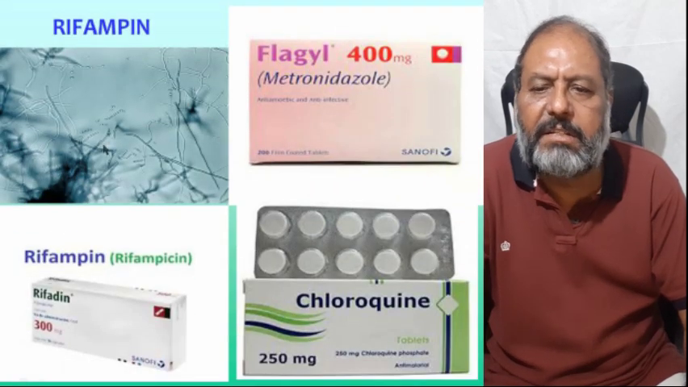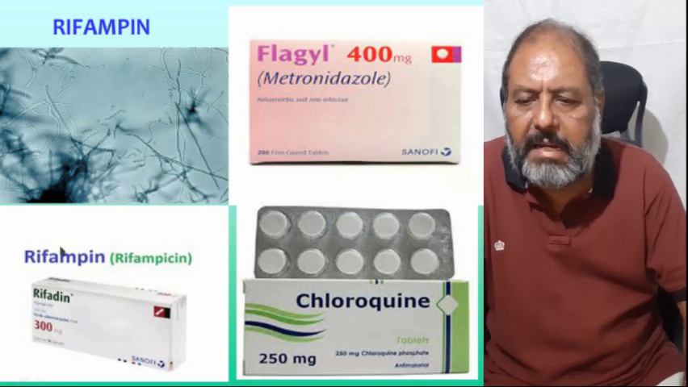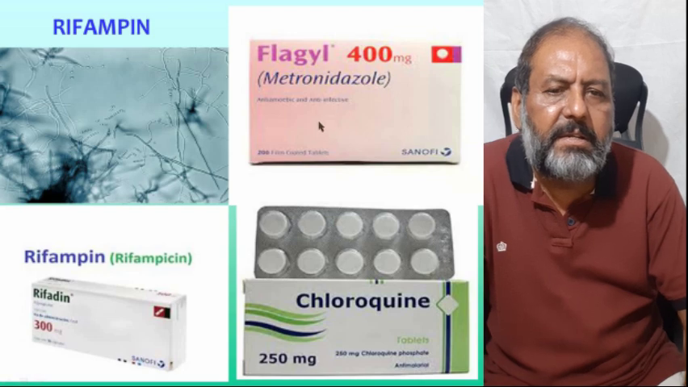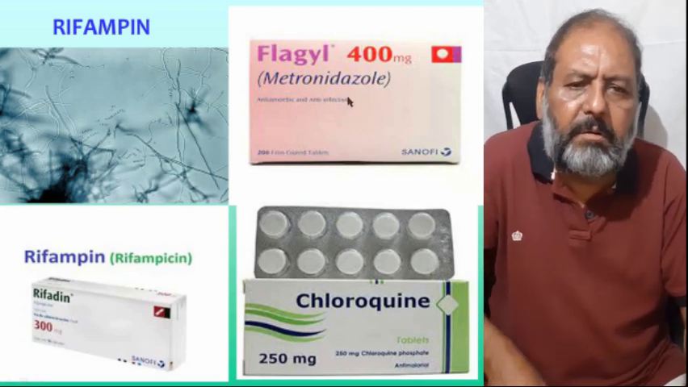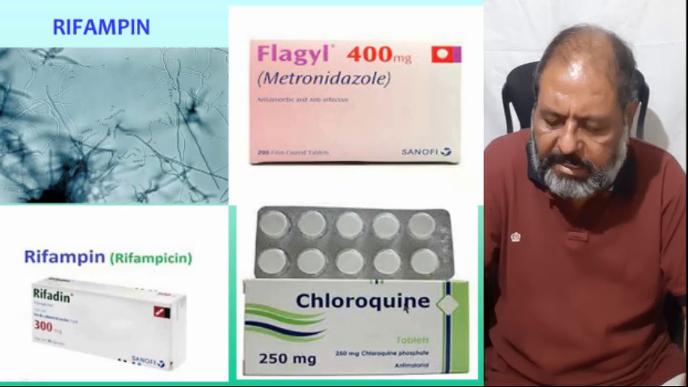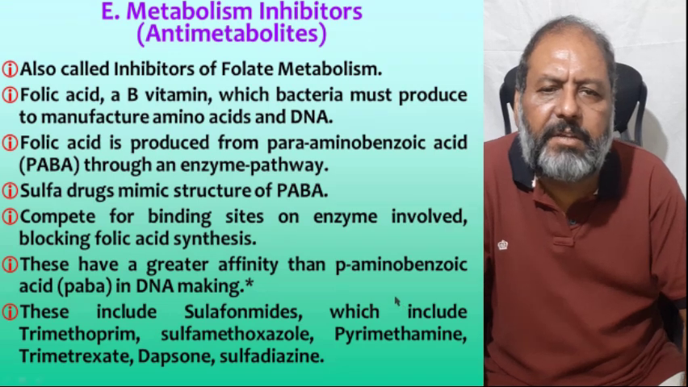Here one can see the fungus capable of producing rifampin, and these are the tablets and capsules of rifampin. Similarly, metronidazole 400 milligram tablets, and chloroquine tablets for malaria. These all belong to the same group.